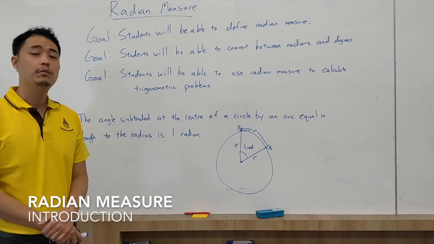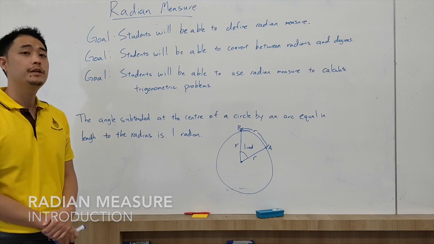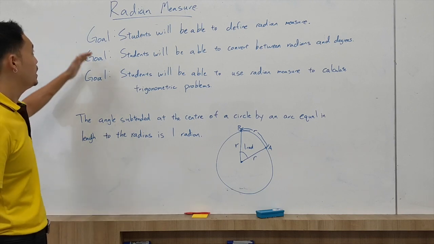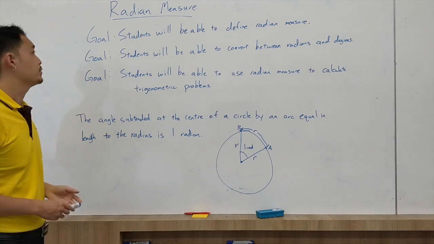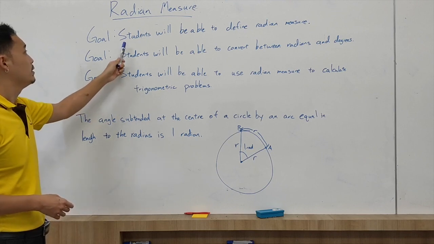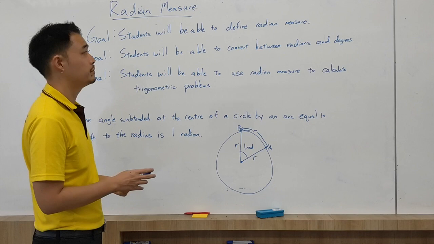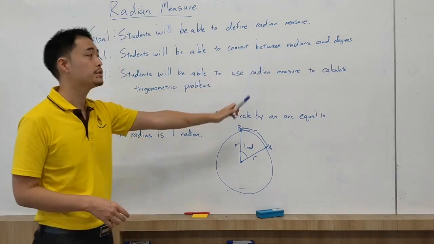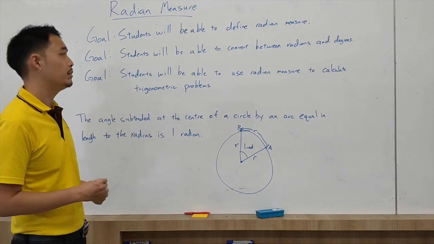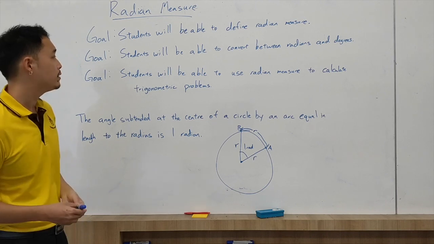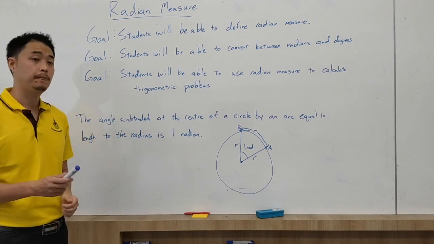Okay guys, today what we're looking at is radian measure. Before we start, let's talk about our goals for today. We'll be able to define radian measure. By the end of today, we'll be able to convert between radians and degrees. And we'll be able to use radian measure to calculate trigonometric problems.